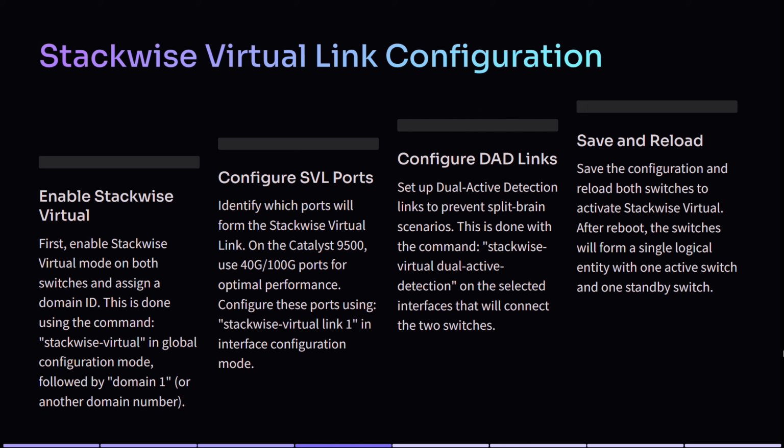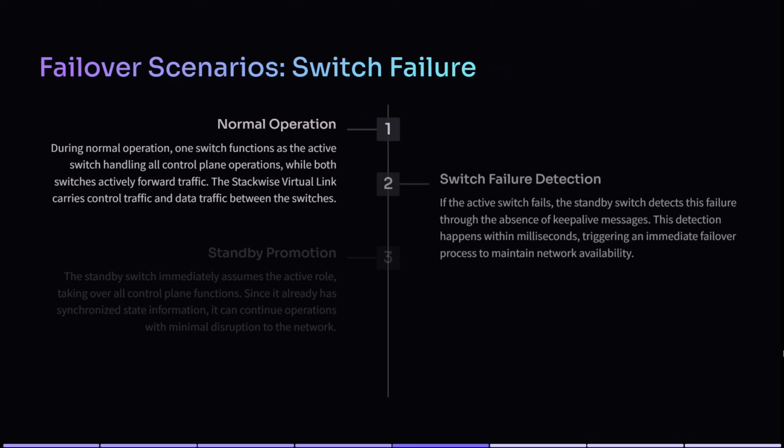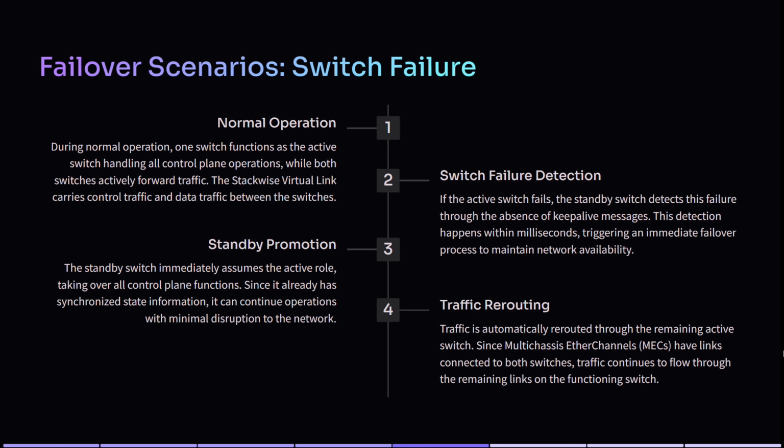Configure DAD links. Set up dual active detection links to prevent split brain scenarios. This is done with the command stackwise-virtual dual-active-detection on the selected interfaces that will connect the two switches. Save and reload. Save the configuration and reload both switches to activate StackWise Virtual. After reboot, the switches will form a single logical entity with one active switch and one standby switch.